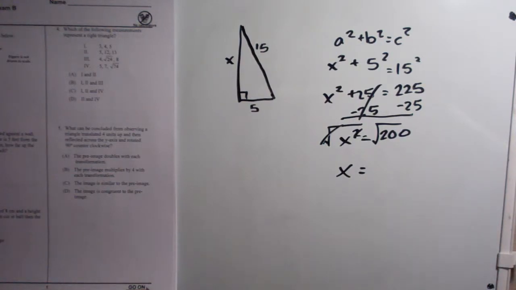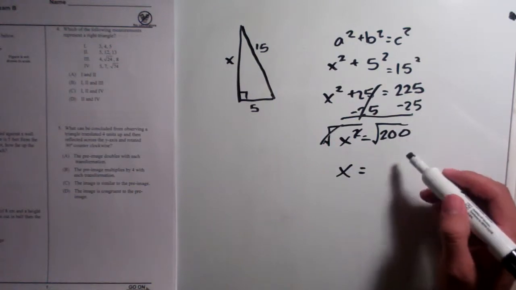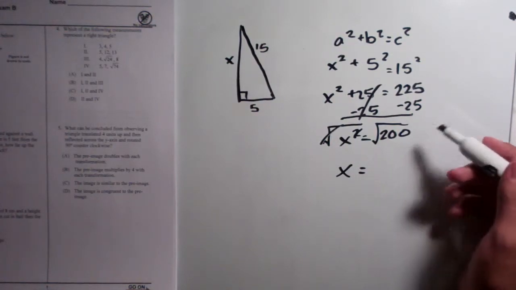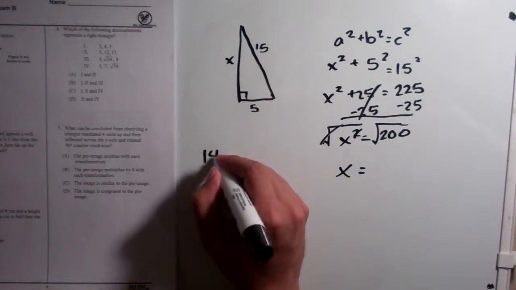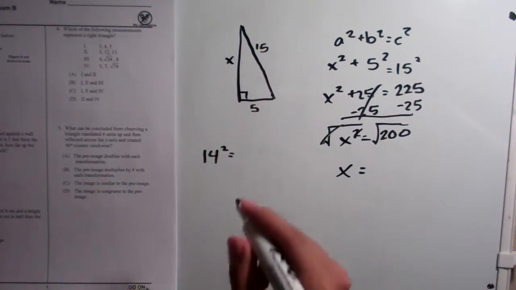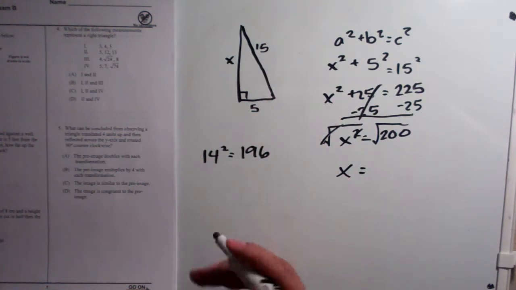So just kind of spitballing ideas. What about 10? 10 squared gives me 100. Okay, not quite it. 11 squared, that's 121. It turns out the numbers closest to this, just writing out over here, let's do 14 squared. 14 squared is 196. Not quite 200, so let's do 15.